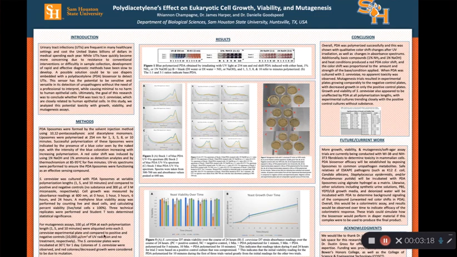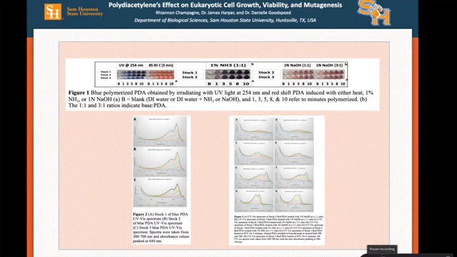For mutagenesis assays, we took 100 microliters of the PDA at the different polymerization times mentioned before, and we aliquoted that onto the D7 yeast on 3 different plates. We also compared them to a positive and negative control. The positive control was exposed to 10,000 microjoules per centimeter cubed of UV radiation, and no treatment was used for the negative control. They were incubated at 30 degrees Celsius for 1 day, and then the colonies were observed.